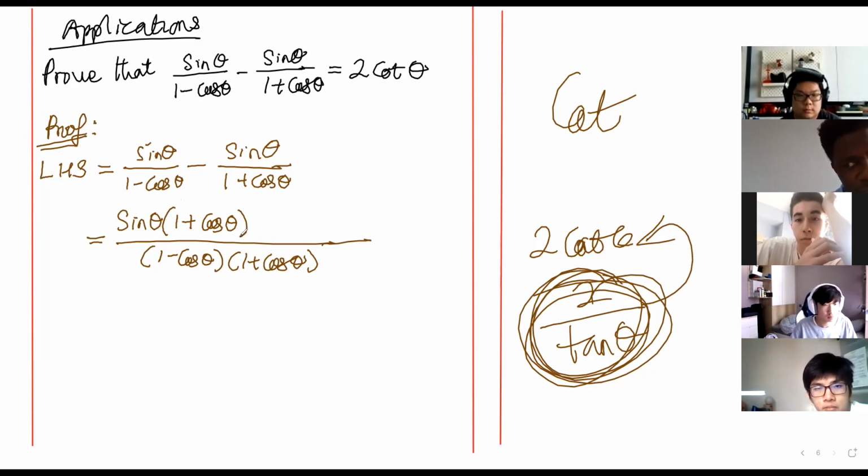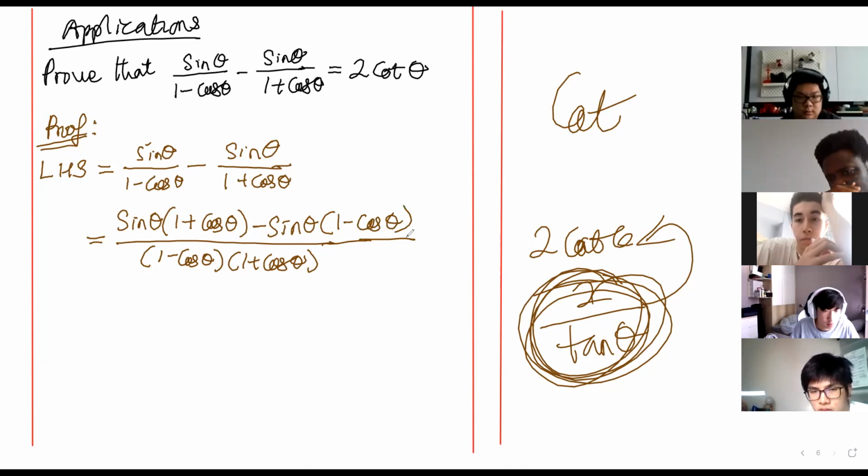Okay. Minus sine theta. Open bracket, 1 minus cos theta, close bracket. Is this correct? Yes. So good. So we open this bracket, and the next thing is to just simplify.